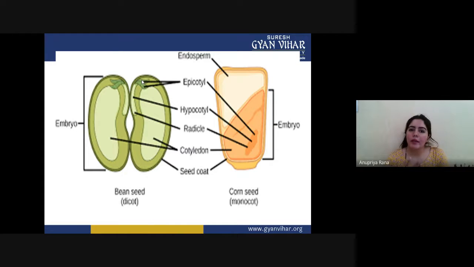Plumule and epicotyl are the same thing, and they are going to convert into the shoot, stem formation. But the hypocotyl and radicle are the same thing, and they are going to convert into the root formation. So root formation will be done by the hypocotyl or radicle, and shoot formation will be done by the epicotyl or plumule. After that, you can see this dark green or dark orange color, that is the seed coat.